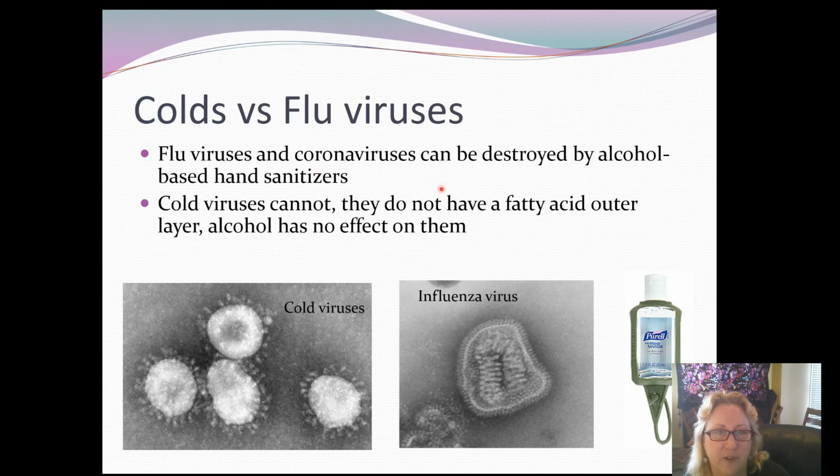Colds versus flu viruses. Okay, so flu viruses, as I already mentioned, and coronaviruses have that fatty outer membranous layer. So that means they are vulnerable to alcohol-based hand sanitizers because while most of these hand sanitizers use ethanol, some also use isopropyl alcohol, which is rubbing alcohol, both of those can dissolve lipids. So when you have something with a fatty outer layer, like a flu virus or a coronavirus, and you put alcohol-based hand sanitizer on it, it actually breaks up that outer layer. However, it's not as effective as soap.